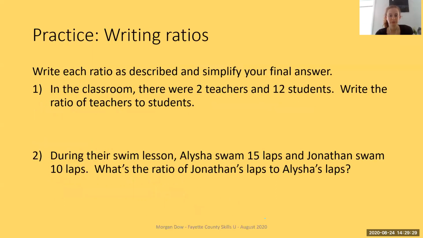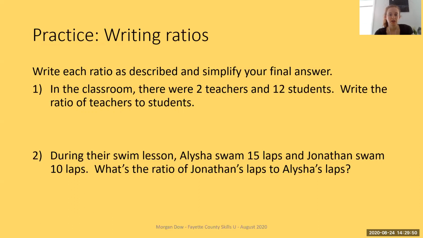All right, let's get some practice. So in these two practice problems, you want to write each ratio as described and simplify your final answer. Pause the video to give these problems a try, and then when you're ready, come back to the video and we're going to go through them together.